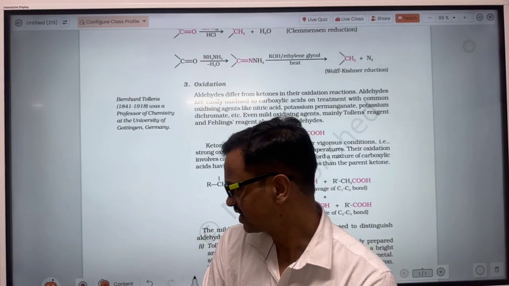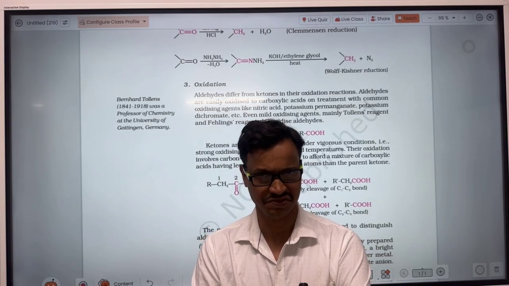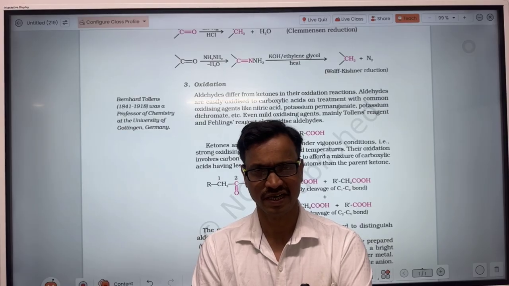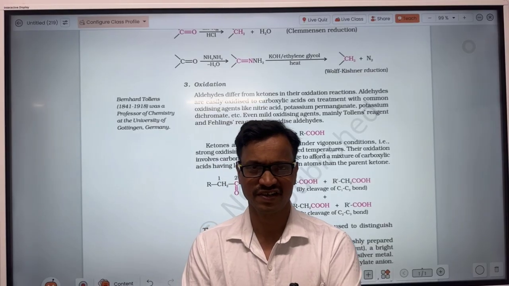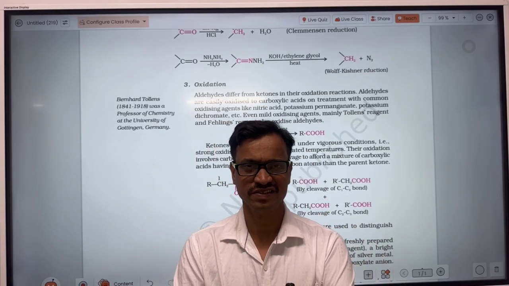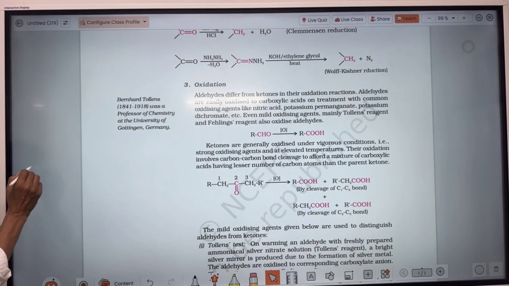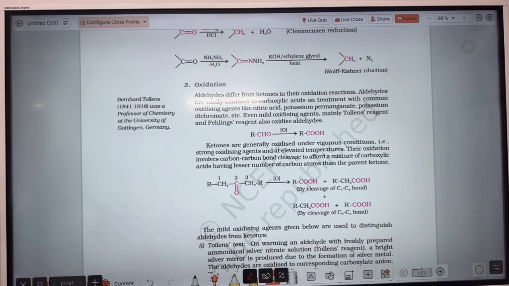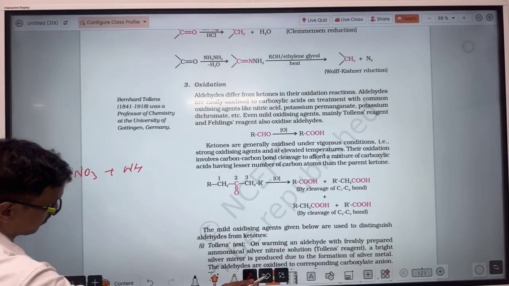Okay, so what here? Very important here are the Tollens reagent and the Fehling solution. What is Tollens reagent? Ammoniacal silver nitrate is called Tollens reagent. It means silver nitrate dissolved in what? In ammonia. Firstly, how will the Tollens reagent be prepared? Silver nitrate is dissolved in ammonia.